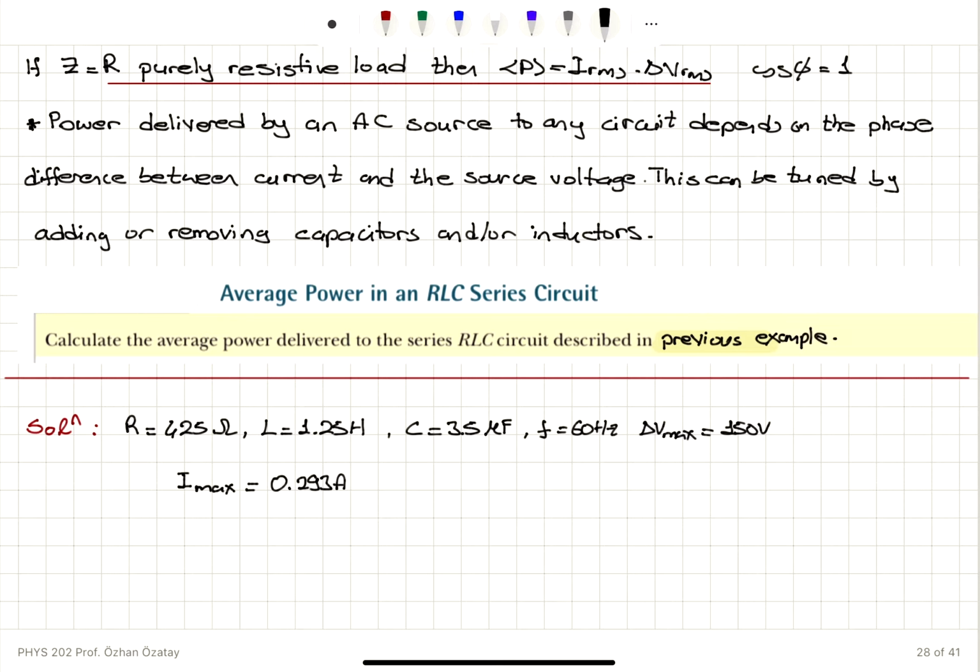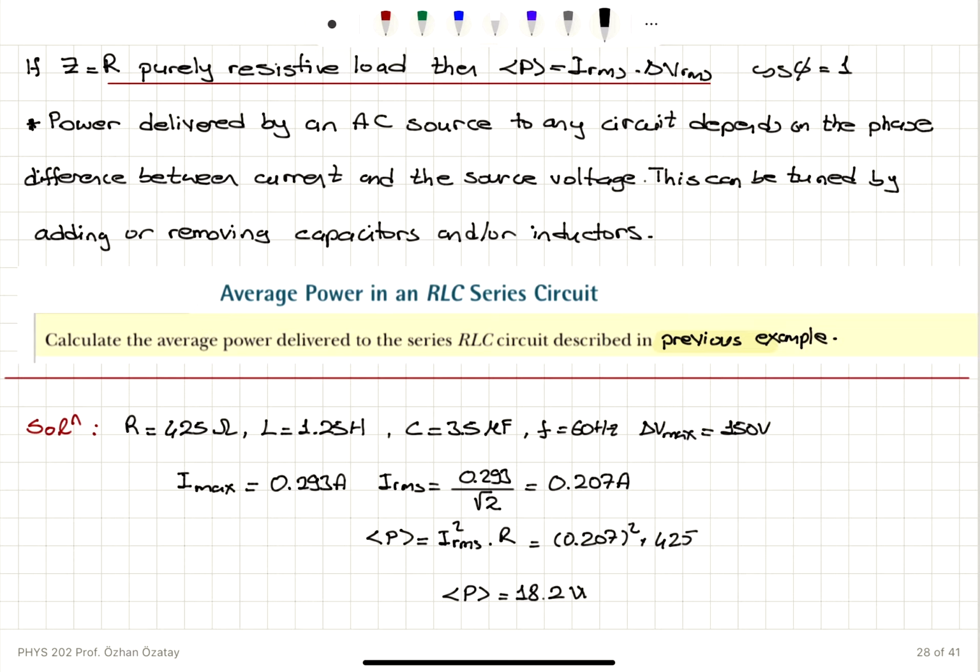0.293 amps. So this corresponds to an RMS current, maximum current 0.293 divided by square root 2, this is 0.207 amps, and the average power delivered to the circuit is equal to the power consumed by the resistor, I RMS square times R, which is 0.207 square times 425 ohms. We calculate the average power to be 18.2 watts.